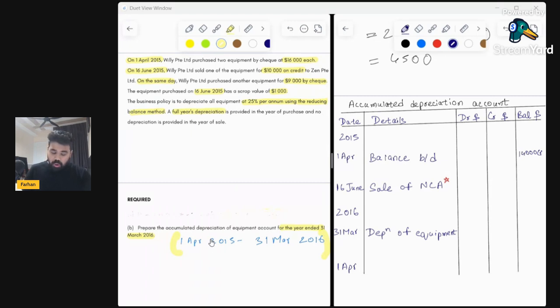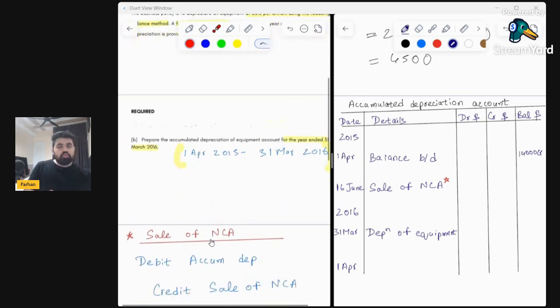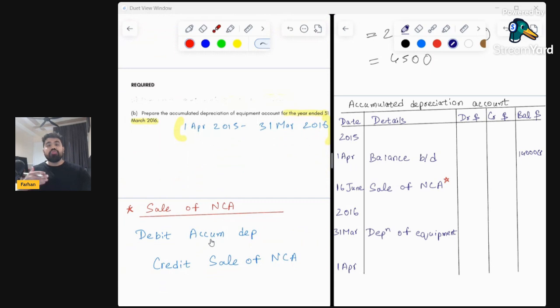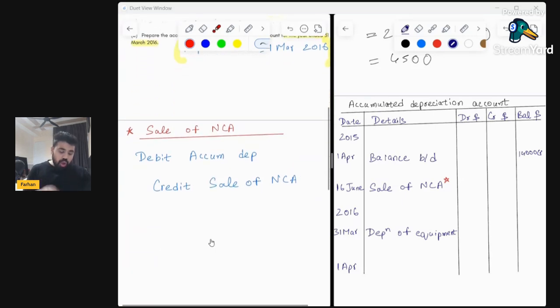In chronological order, after 1 April, we have some transactions happening on the 16th of June. On the 16th of June, as you know, we have sold one of the assets for $10,000. Okay? Now, the asset which we have sold is no longer going to remain in the books. Therefore, our accumulated depreciation ledger account must reflect this fact. Okay? So what's the journal entry when we are selling a non-current asset?